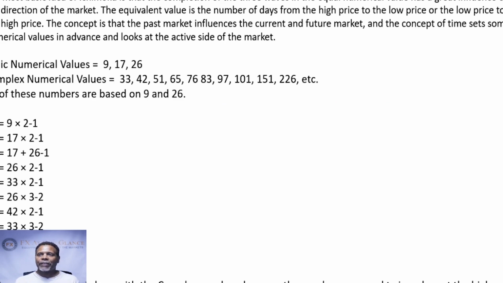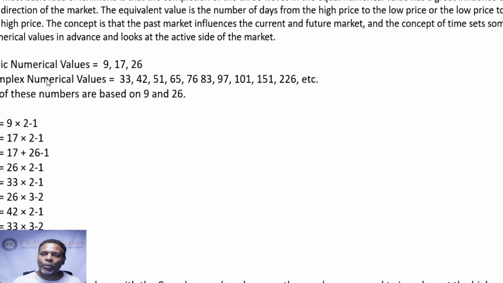So the most basic idea of Ichimoku is that the completion of the three waves and the equal numerical value has a great influence on the direction of the market. The equivalent value is the number of days from the high price to the low price, or the low price to the high price. And I'll show you that on the charts. The concept is that the past market influences the current and future market, and the concept of time sets some numerical values in advance and looks at the active side of the market.